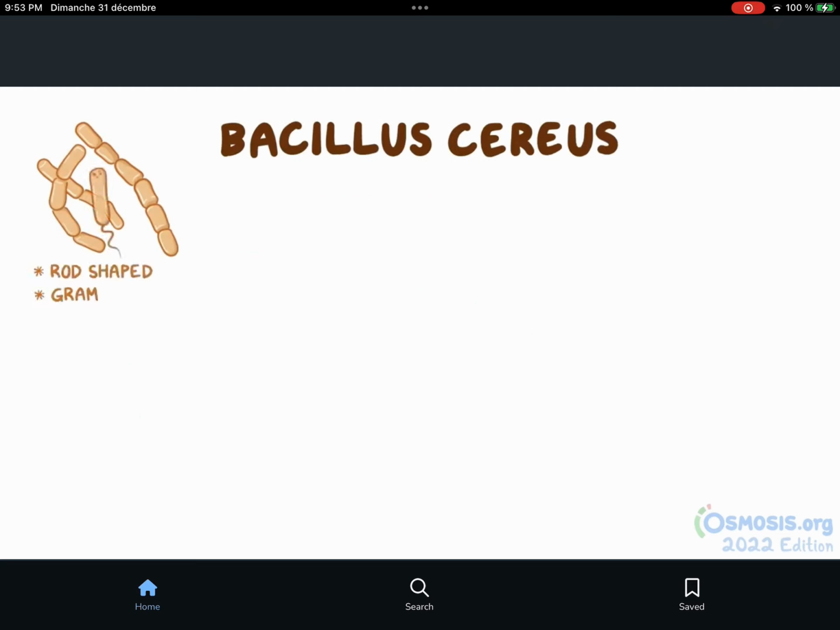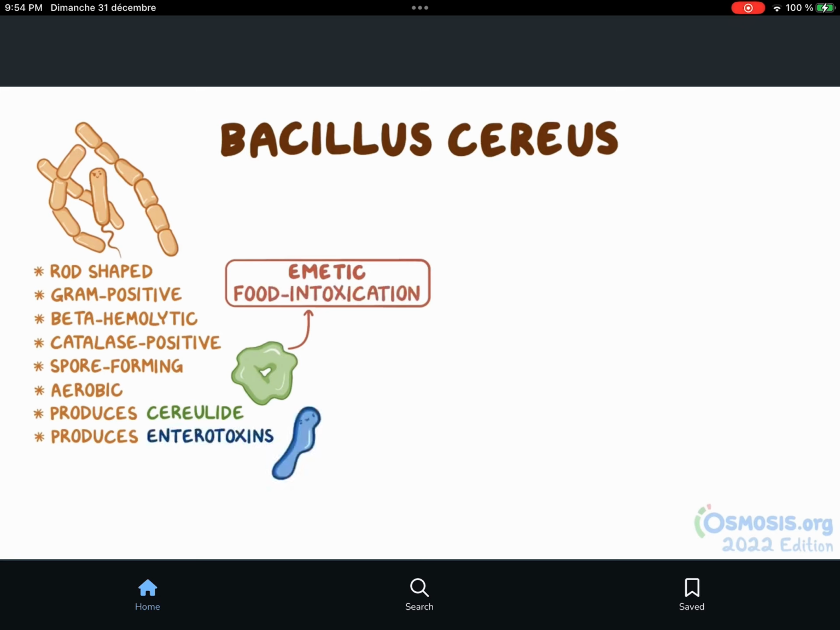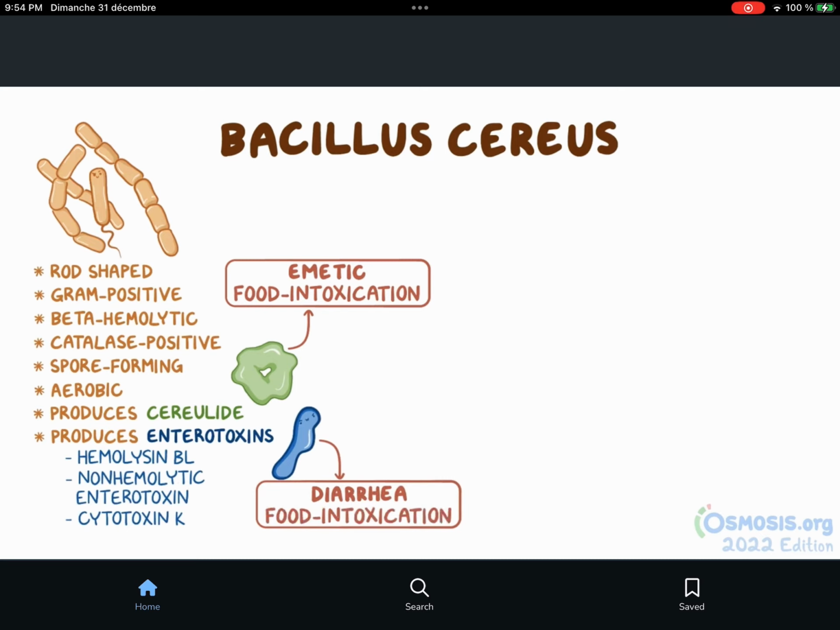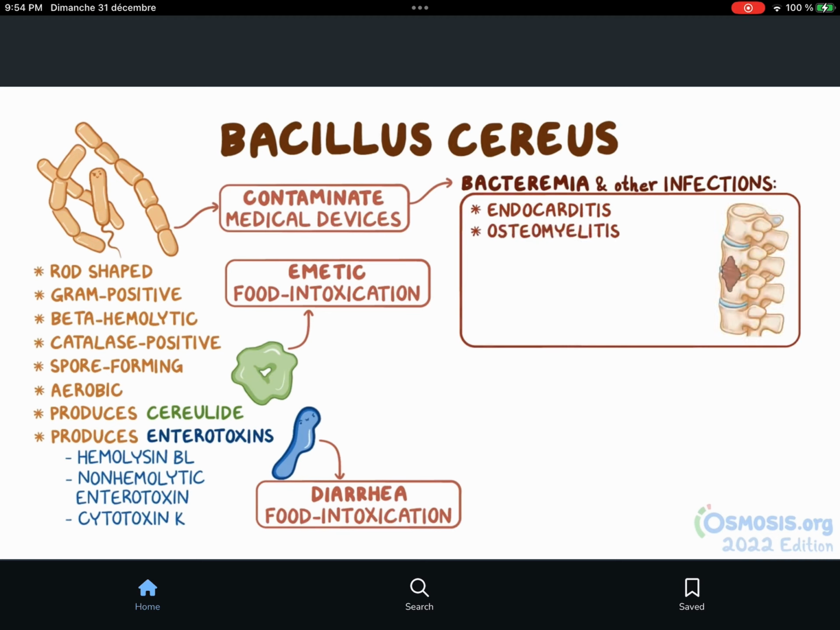Alright, as a quick recap. Bacillus cereus is a rod-shaped, gram-positive, beta-hemolytic, catalase-positive, spore-forming aerobic bacteria. It produces a toxin called cereulide, which causes the emetic form of food intoxication, and 3 enterotoxins, called hemolysin BL, non-hemolytic enterotoxin, and cytotoxin K, which cause the diarrhea form of food intoxication. Sometimes this bacteria can contaminate medical devices, and cause bacteremia and a number of infections to immunocompromised people, like endocarditis, osteomyelitis, meningoencephalitis, and eye infections.